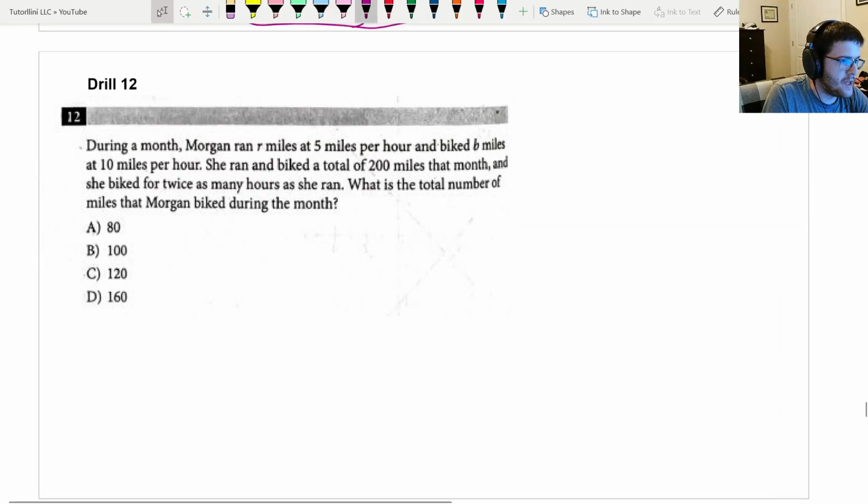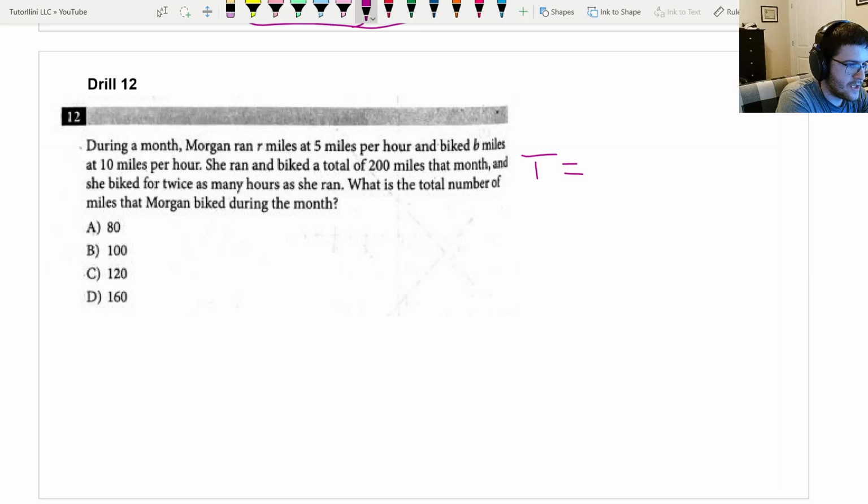Okay, she ran and biked. So this sounds like T equals, I'll call that the total number of miles. So she's running at 5 miles per hour, so 5R, and biked B miles, 10B. She ran and biked a total of 200 miles, okay?